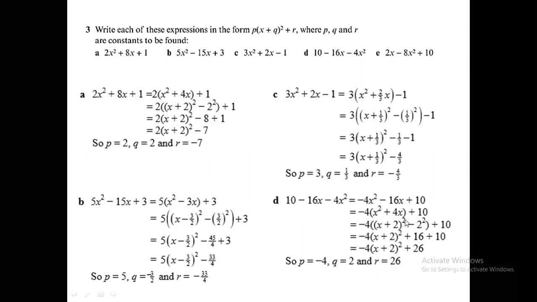Minus 4 into x plus 2 whole thing squared, minus the square of this number, 2 squared, plus 10. Then you have to understand that minus 4 into minus 2 squared, that is minus 4 into 4, is minus 16 multiplied out with the bracket, but it becomes plus 16 along with the constant term. So with that, you can say minus 4 times x plus 2 whole thing squared, plus 16 plus 10 is plus 26. That is how you can obtain this answer.